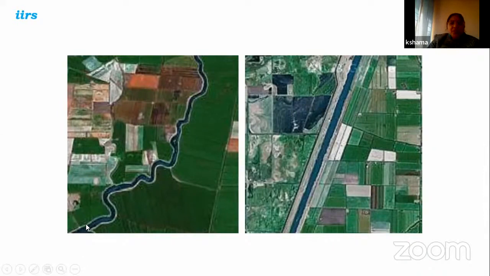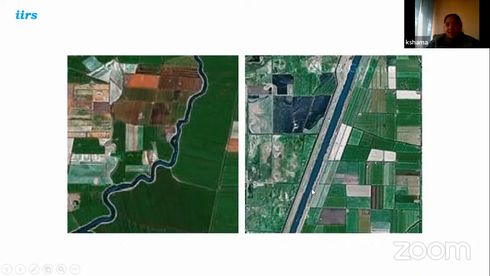So this is one more image. Here you can see that there is a natural drainage. It's not a river, it is a small drainage. Because of its pattern, its shape, its linearity, all help us to identify this is a drainage.